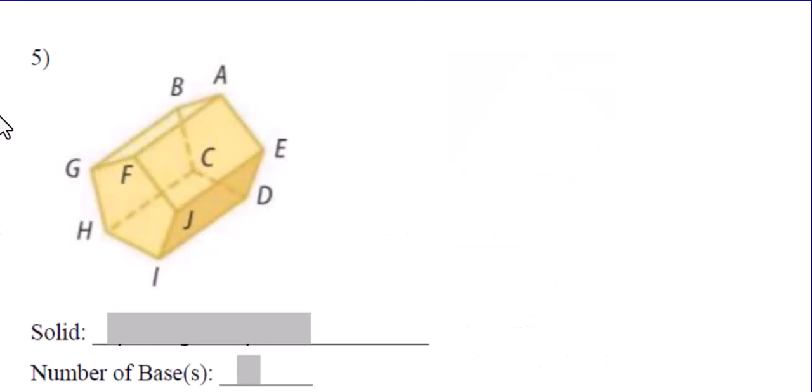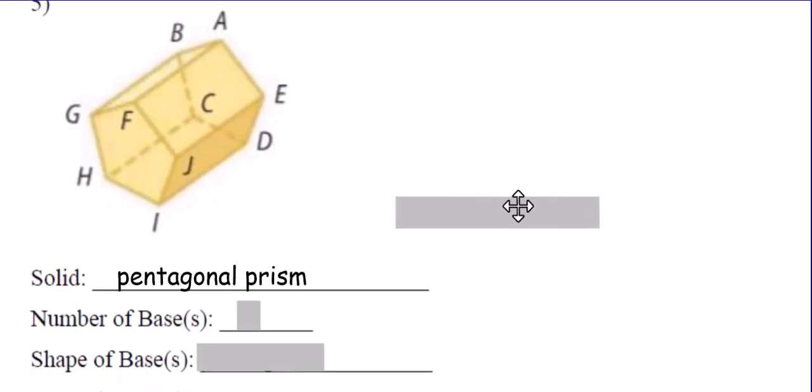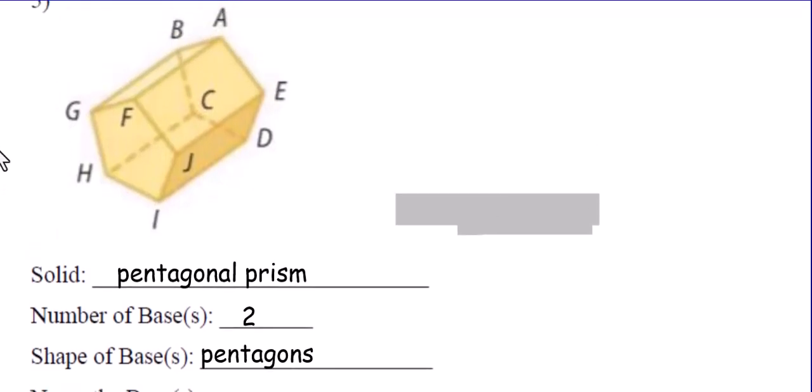The next shape that we have, number 5 and 6 are the ones that I added in this year just to get more practice with this. This is going to be a prism because we have 2 parallel faces that happen to be pentagons, 5-sided figures. So what we would call this is a pentagonal prism. Again, it's a prism, and because the bases, the parallel faces, are pentagons, then we will call this a pentagonal prism. Again, every prism is going to have 2 bases, and the shape of the base will be pentagons. That is because we have 2 parallel faces that are pentagons. Now we go to name those pentagonal bases. Again, just pick a letter to start with and go either clockwise or counterclockwise around there.